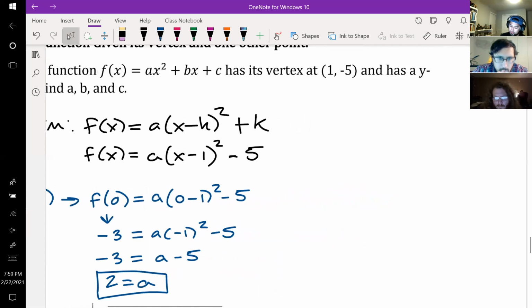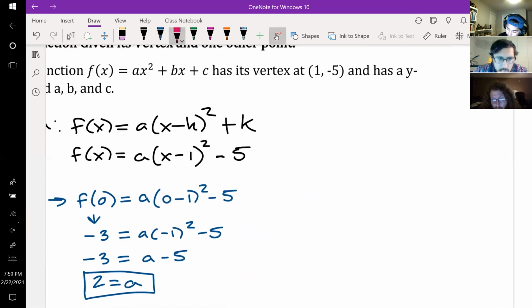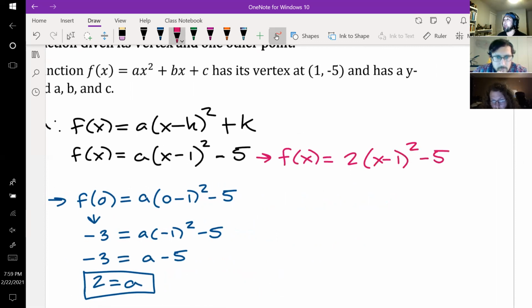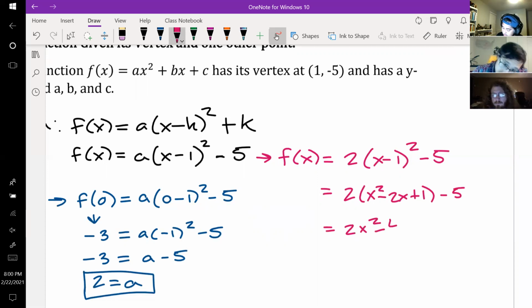Which means come back to vertex form and rewrite it. f of x equals 2 times x minus 1 squared minus 5. And now in order to find b and c, we know a already, but in order to find the rest of them, you just have to FOIL it out. That's it. 2 times x squared minus 2x plus 1 minus 5. 2x squared minus 4x plus 2 minus 5.